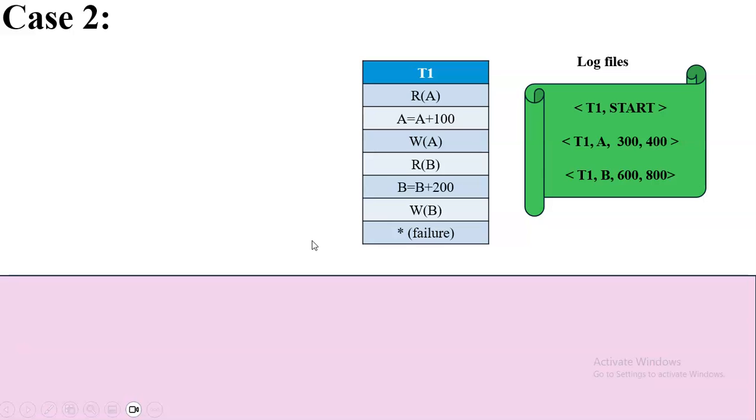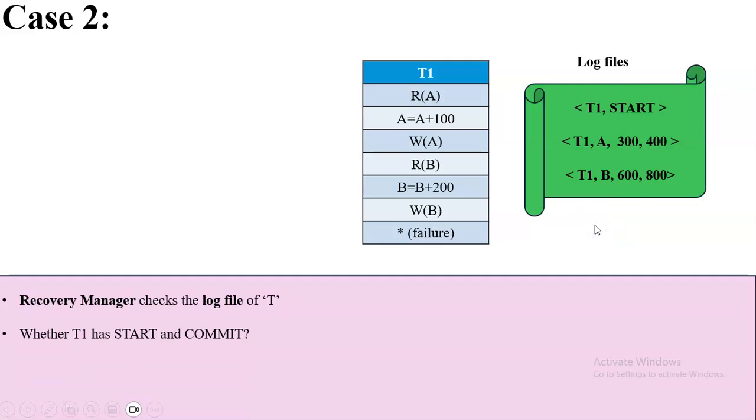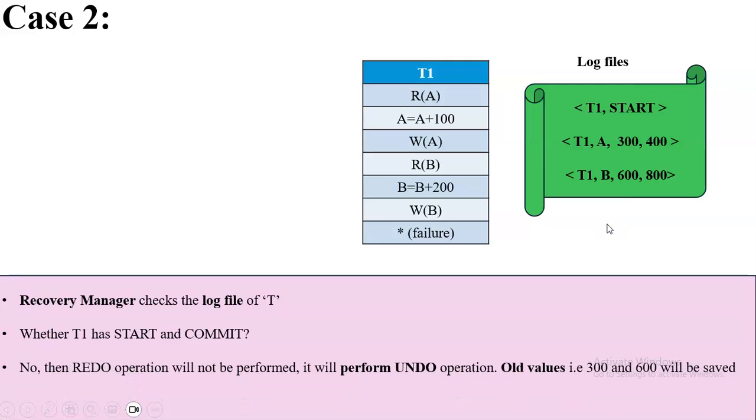Then let us understand case 2. Just observe, in this particular transaction, the commit operation has not been performed, and the failure has occurred before committing. So what is the log file for that? There is only a start command, but no commit command. Whenever a recovery manager checks the log file of the transaction, it first checks whether the start and commit operations are there. But in this case, there is only start, there is no commit. So it will not perform the redo operation. However, it will perform the undo operation.